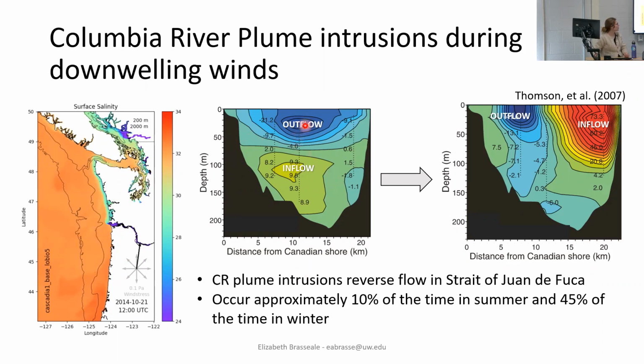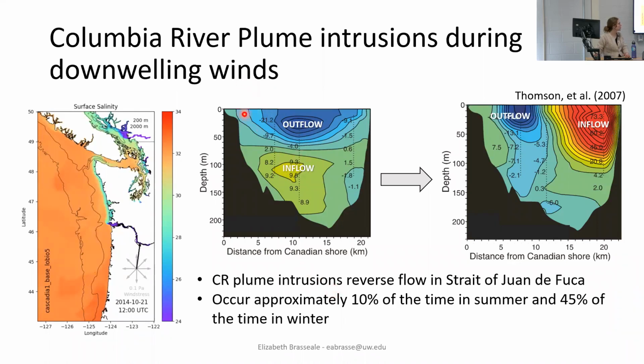So during normal conditions, all the buoyant river flow heads out from these rivers and makes its way out to sea near the surface, and the ocean water is only coming in through the bottom. Then when the Columbia River plume comes in, suddenly you have buoyant water headed in because the wind's blowing it in. That creates a little pocket where things can get in through the strait. This occurs approximately 10% of the time in summer and 45% of the time in winter. This is hypothesized to potentially be a natural pathway for invasive larvae to get in.